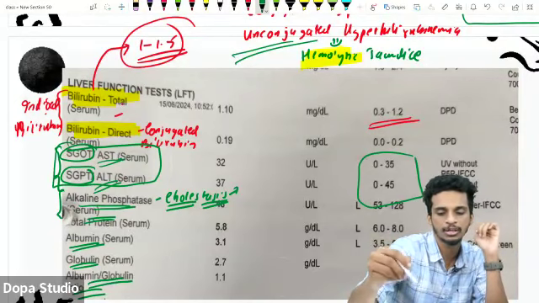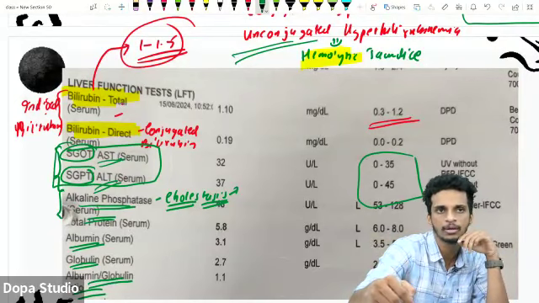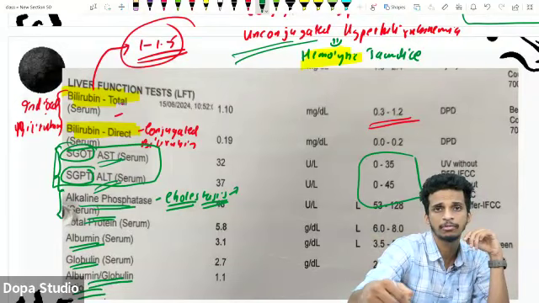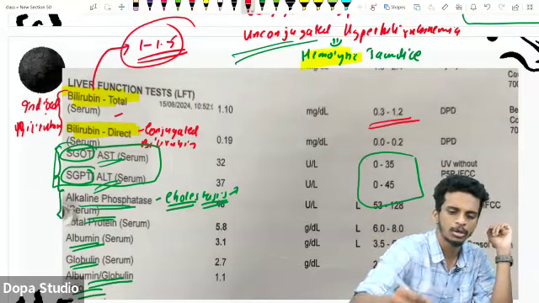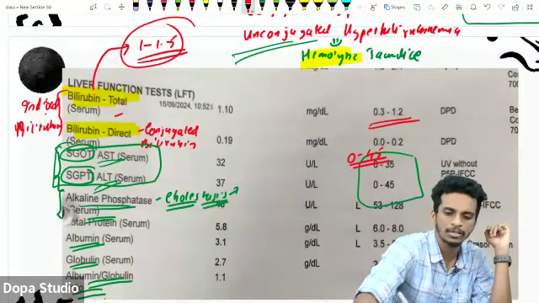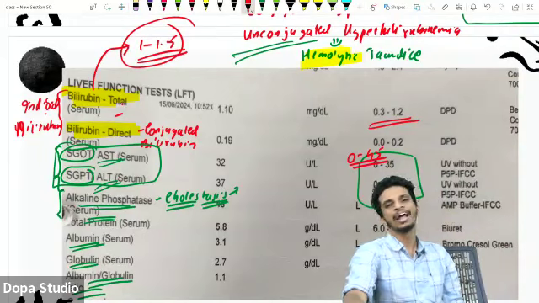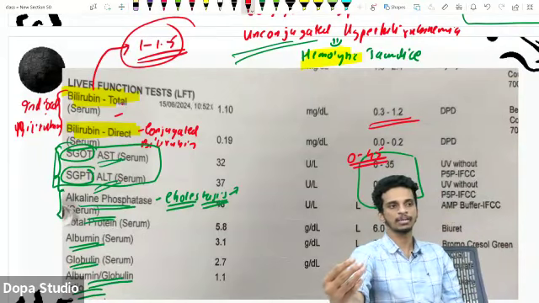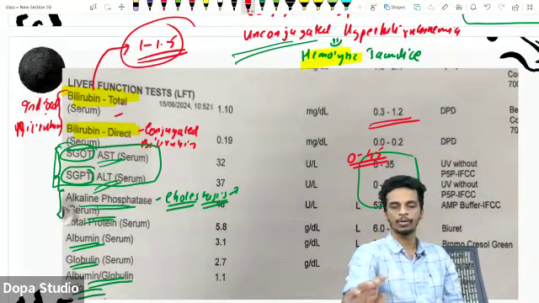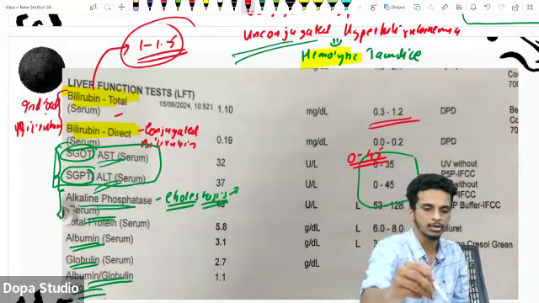Usually the value of SGOT and SGPT, here they have given SGOT value between 0 to 35 and SGPT between 0 to 45. I usually remember both normal values as between 0 to 45 because that's simple to remember, and a mild change in these liver enzymes doesn't have any clinical significance. That's why I usually remember the normal value of both AST and ALT as between 0 to 45.